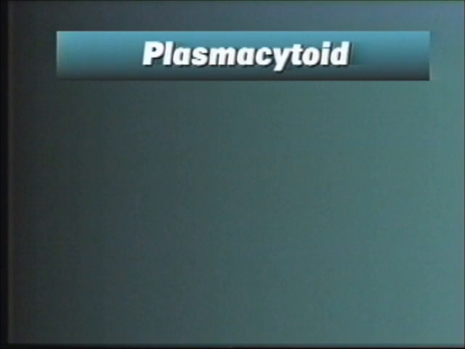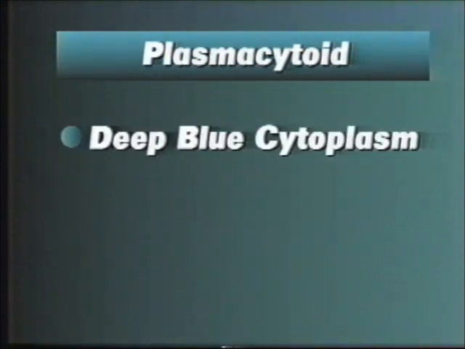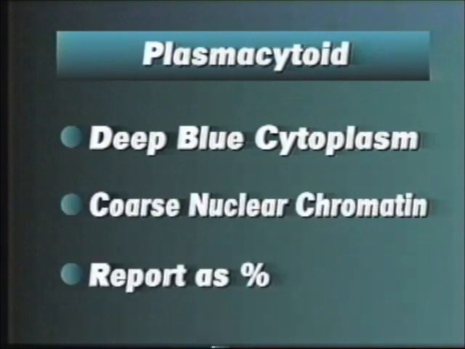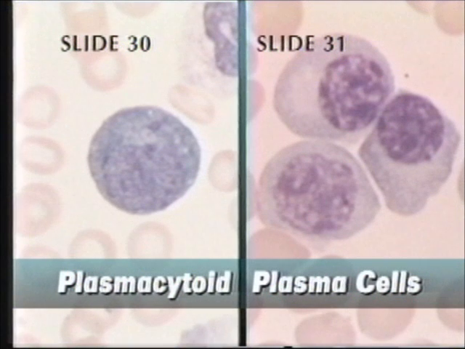Another type of stimulated lymphocyte is the plasmacytoid lymph. Plasmacytoid lymphocytes have a deep blue basophilic cytoplasm and coarsely clumped nuclear chromatin. The chromatin pattern in a true plasma cell, which you see here, is more distinctly clumped with visible parachromatin, these clear areas. The cytoplasm is usually not as deeply basophilic.